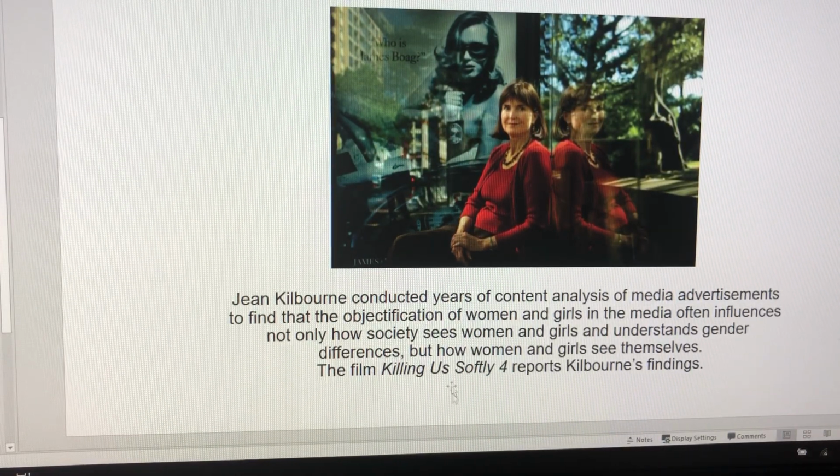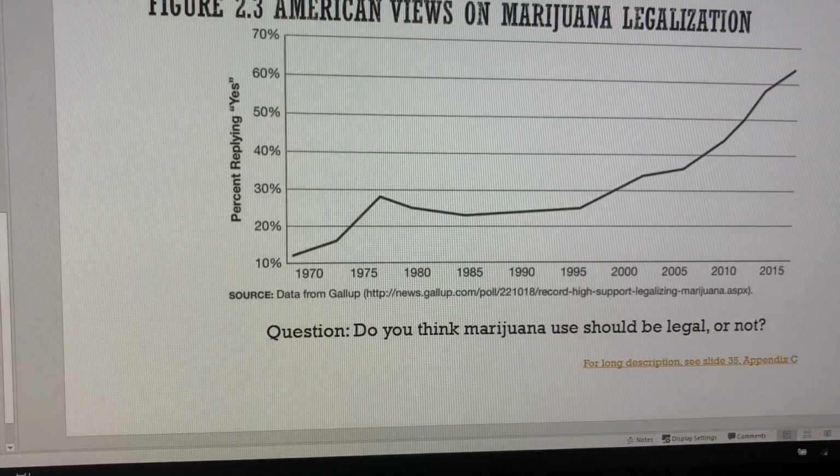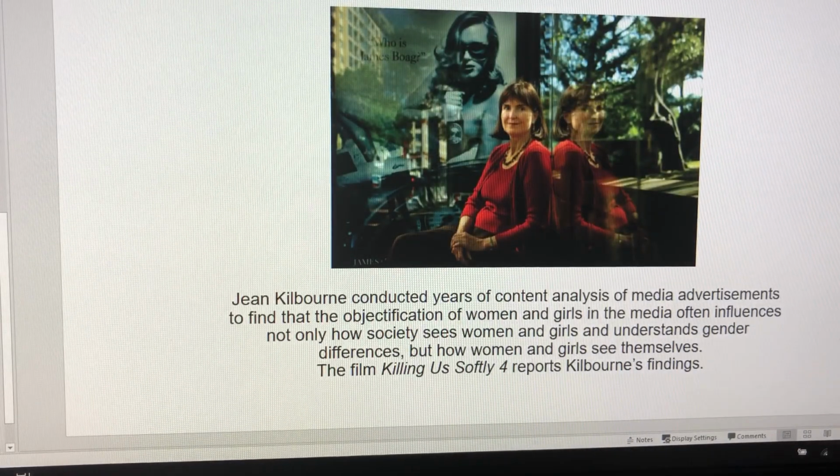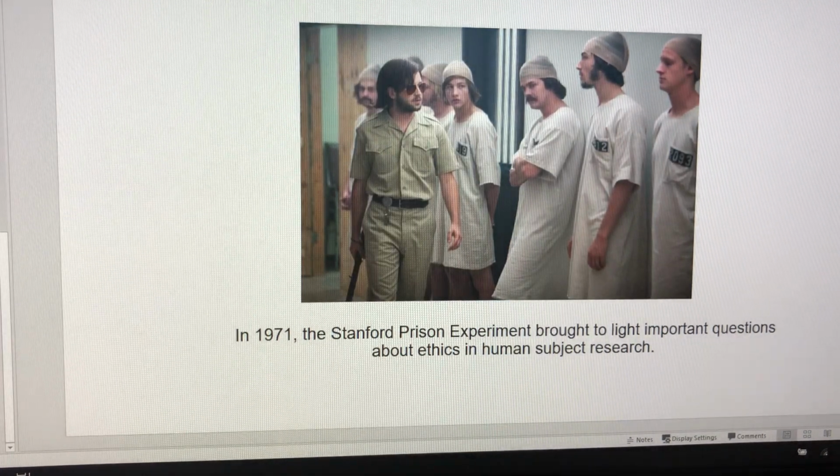Another example is content analysis. Jean Kilbourne did a lot of films, some of which you may be familiar with, which you can also find on YouTube, where she looked at the media and how the media really gives women the wrong influences, and it really influences women and girls because of what they propose.